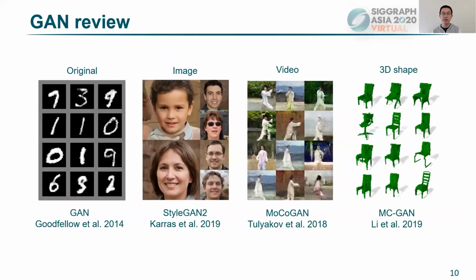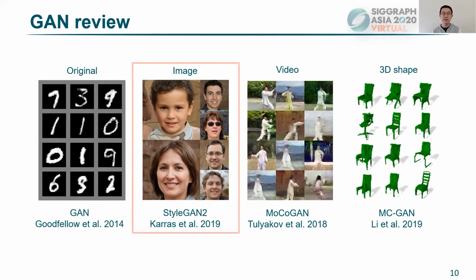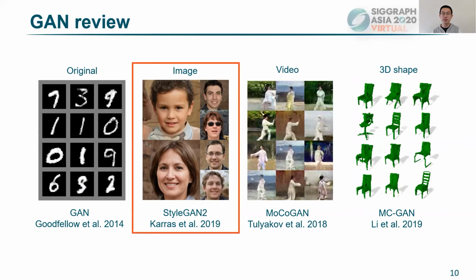GANs have become extremely successful in the past few years in various domains, including images, videos, 3D shapes, and so on. StyleGAN is the most recent work for generating high-quality realistic images, mostly of human faces. We will build our work based on StyleGAN too.